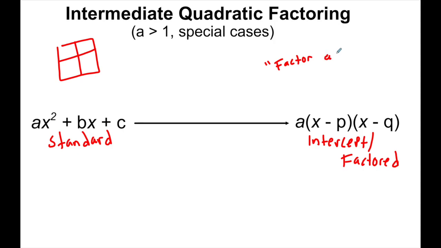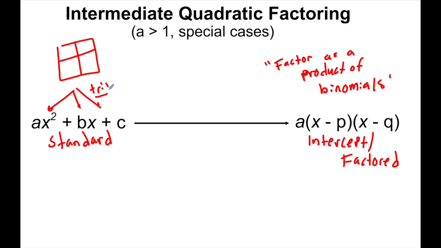So sometimes people say factor as a product of binomials. Okay, so this is what we call a trinomial. It's a trinomial because it has three things, three terms. When you think nomial is kind of like a term, tri meaning three. These are all what we call binomials because each of these has two terms, just x and a constant, and it's a product of binomials because these things are being multiplied by one another.